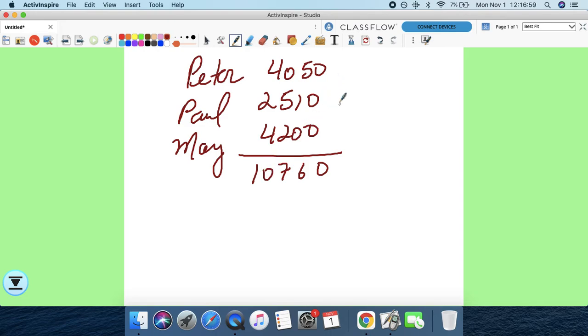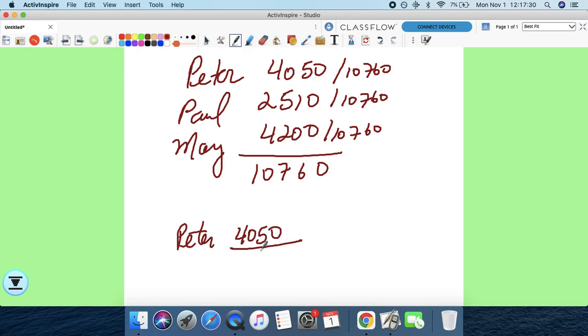10,760 shares. So Peter owns 4,050 out of 10,760. Paul is 2,510 out of this much, and Mary, same thing. So write it like that. So if they have made profits of 1.5 million, let's just do Peter. Peter would take his portion and multiply that by 1.5 million.